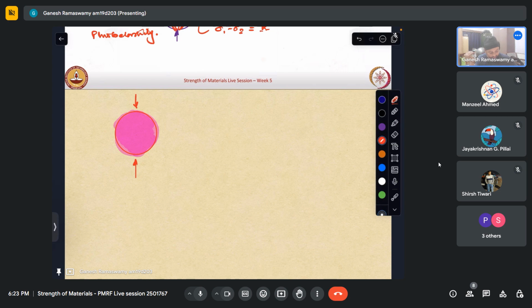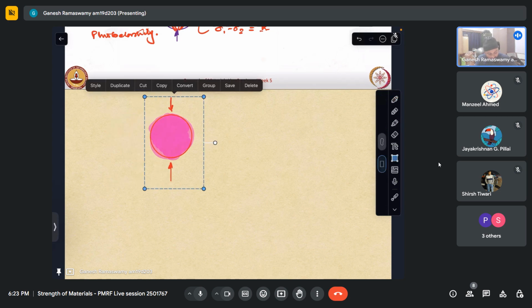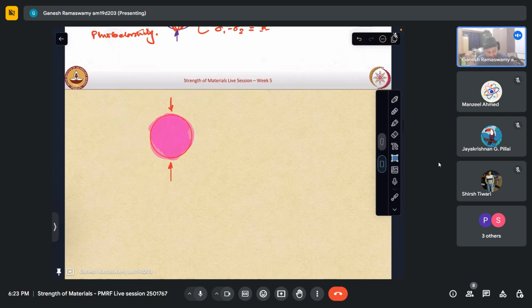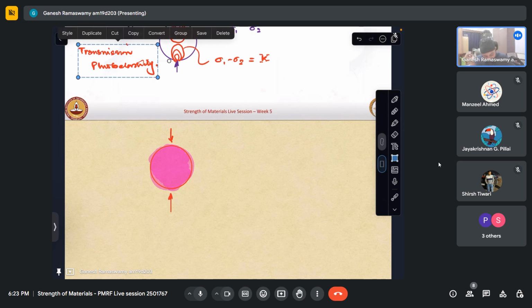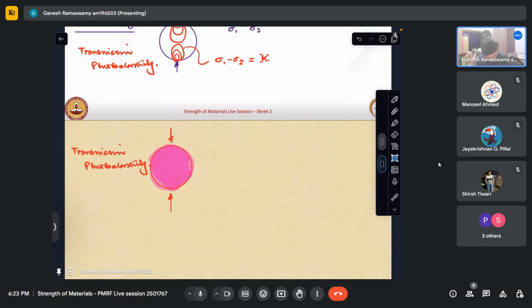So that variant of photoelasticity is called reflection photoelasticity, because we are not allowing the light to pass, but we are actually impinging the light from the front and seeing it from the same side. So much for these two. These two are the variants.